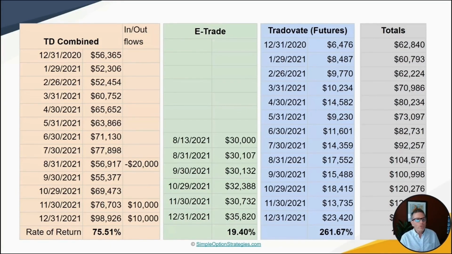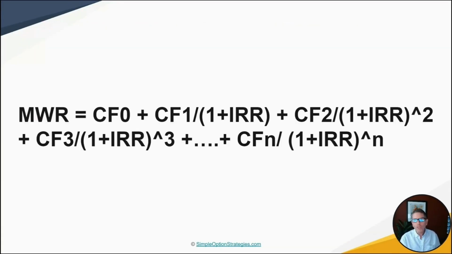And so what I wanted to show you is the formula for money weighted rate of return. And this is how the pros measure their performance against the S&P 500. Here's the formula. The money weighted rate of return equals cash flow 0 plus cash flow 1 plus IRR, which stands for internal rate of return. And this is really a finance formula.